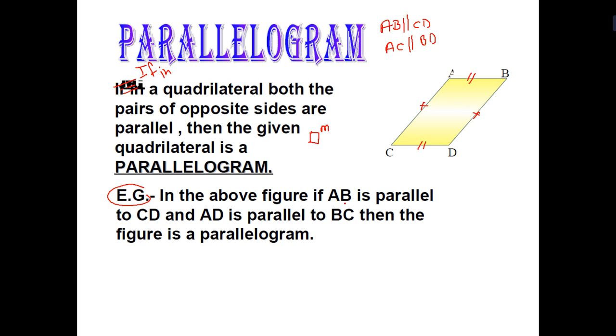In the above figure, if AB is parallel to CD and AD is parallel to BC, then the figure is called a parallelogram. So it is a figure of a parallelogram. Both pairs, or we can say two pairs, are parallel; from parallel we say parallelogram. In a trapezium only one pair is parallel.